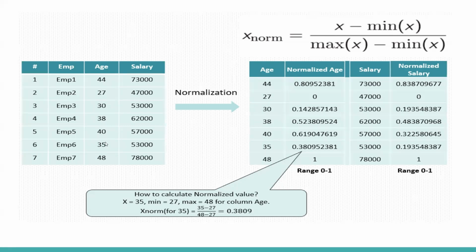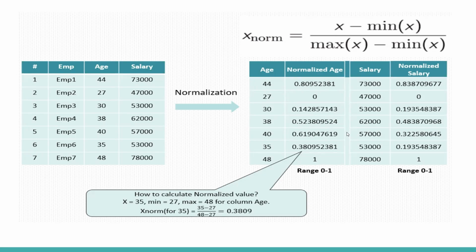So to normalize these values, we use this formula: x minus minimum value of x divided by maximum value of x minus minimum value of x. So if we need to scale 44, which is in the age column, we can use 44 minus minimum value of x, which is 27, divided by maximum value of x, which is 48, minus minimum value of x, which is 27. So we'll have 0.80. So here you can see normalized age ranges between 0 and 1. So basically normalization scales the data within a range of 0 and 1.